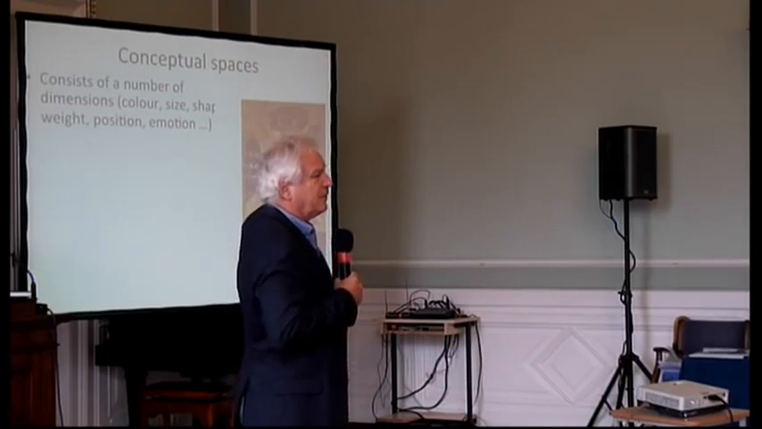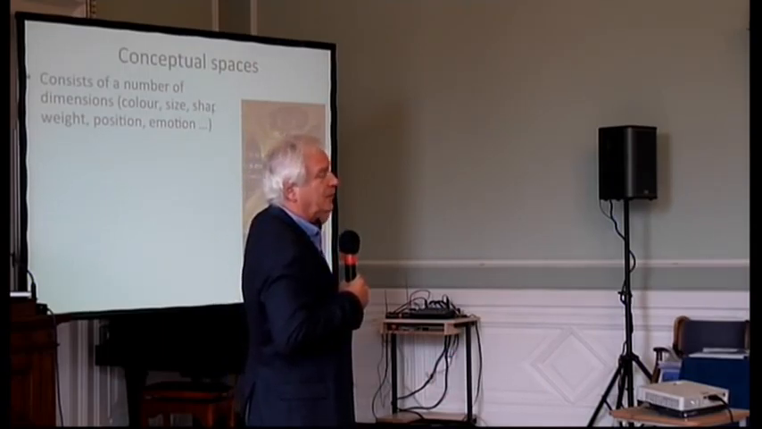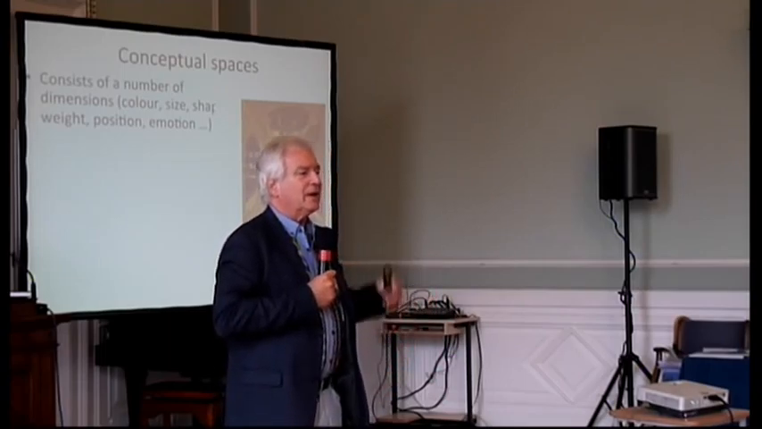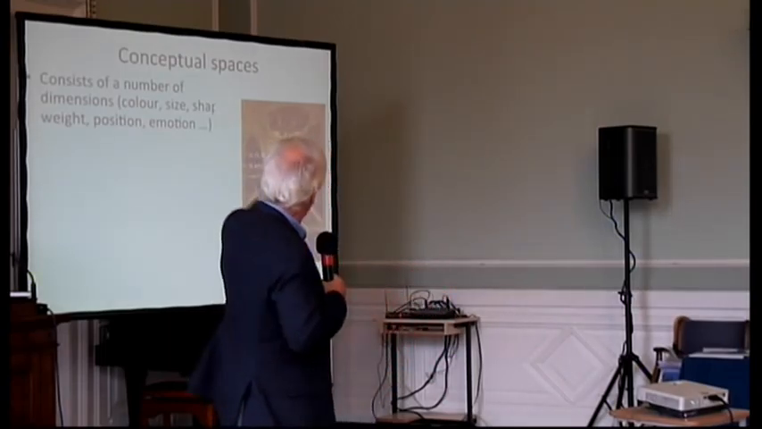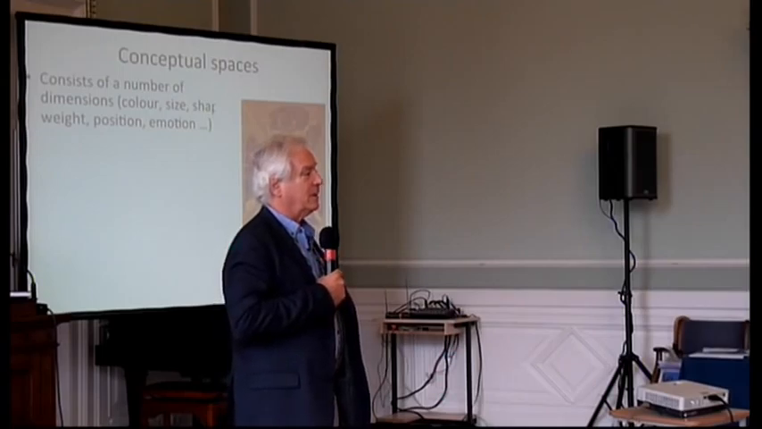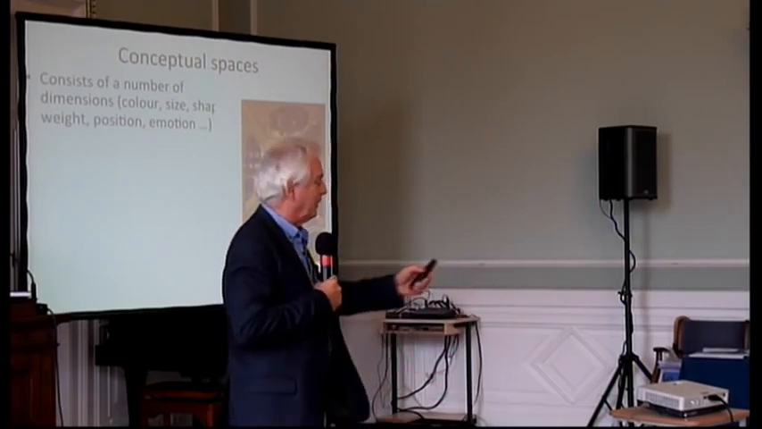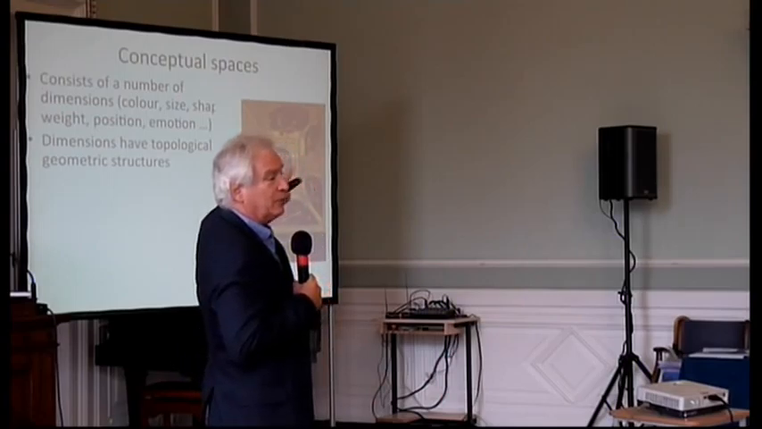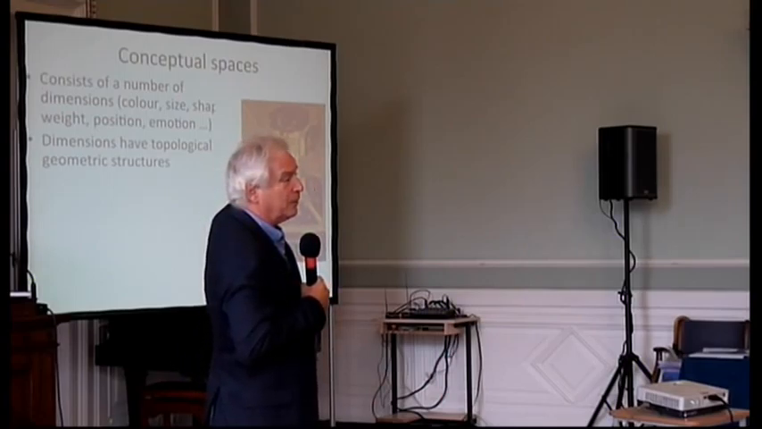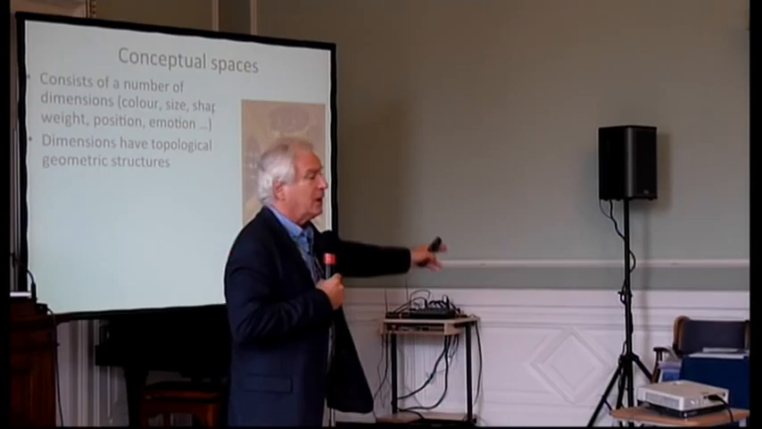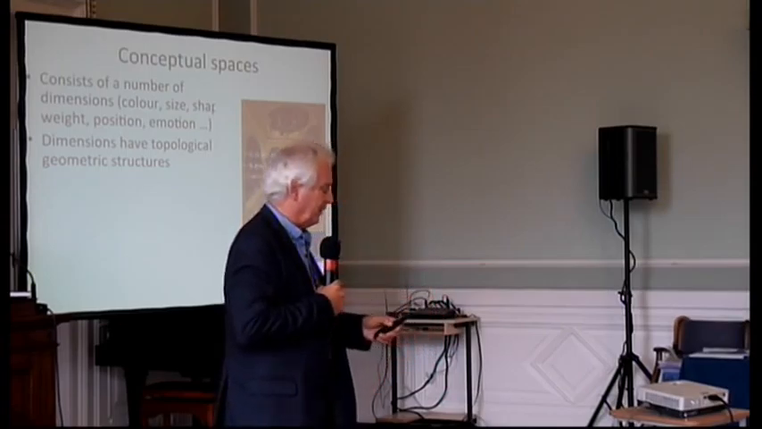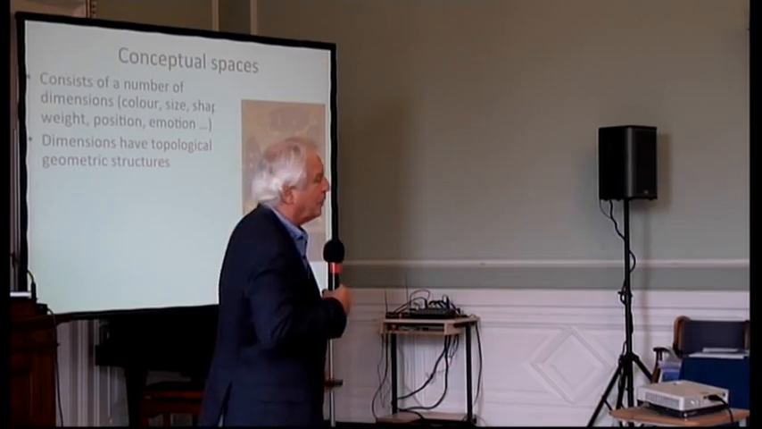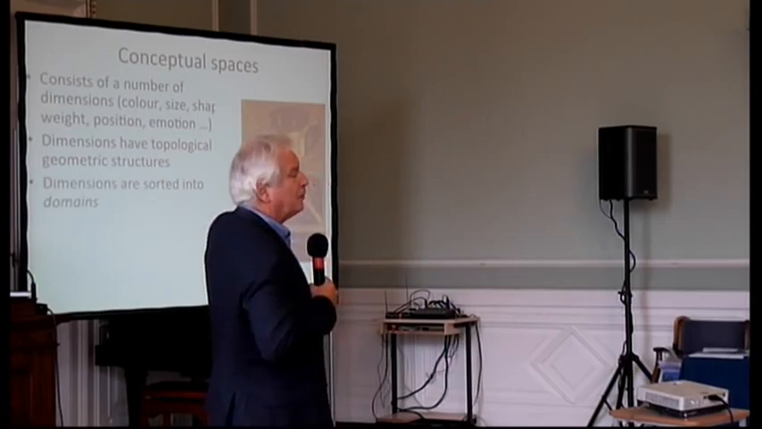An interesting assumption I'm making here, a fairly strong assumption, is that we can identify a number of dimensions. I've given you some examples here, but there are lots of dimensions. And these dimensions have some kind of structure. Many of them are linear, but not everything is a linear dimension. So they have a certain geometry. And they are sorted into domains.